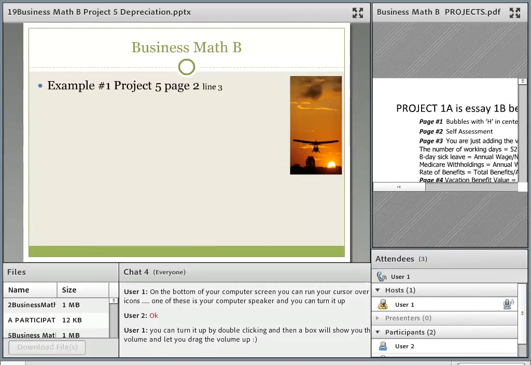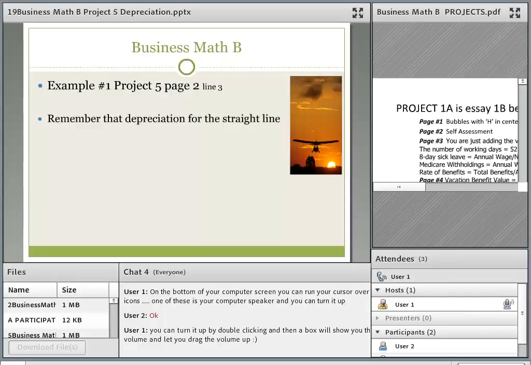I'm going to go over a few examples in your Project 5, so you're welcome to take notes. And again, this link will be posted today, so you can go back and refer to it if you want. In Project 5, we're going to be on the second page, line 3. Remember, there's a couple of different ways you can depreciate things. You can just take the number of years that the product or equipment is going to be good for, and divide by that number of years and mark off the same amount every year. Okay?